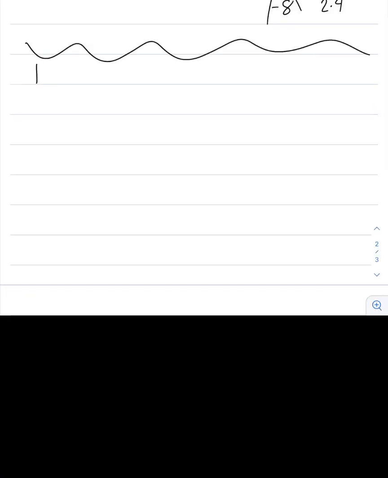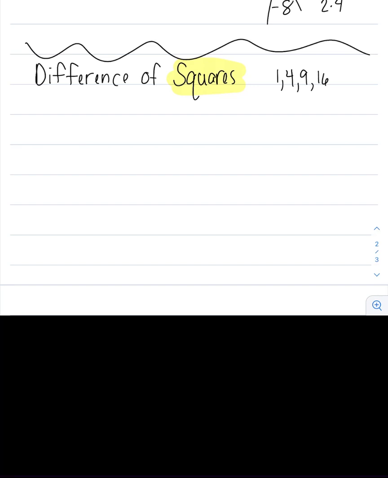All right, so now let's look at our next strategy. The next strategy we're going to look at only works if we have a special case called difference of squares. And when we talk about a square, I'm talking about numbers that you multiply by itself. So for example, 1 times 1, that's a square. 2 times 2 is 4. That's a perfect square. 3 times 3 is 9. 4 times 4 is 16. All of these are squares or perfect squares.